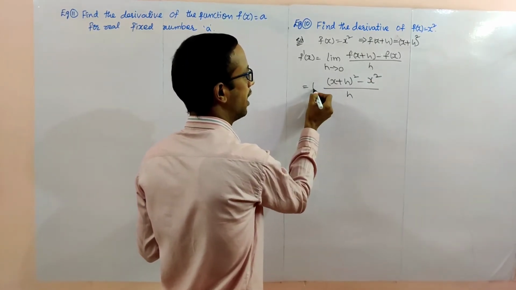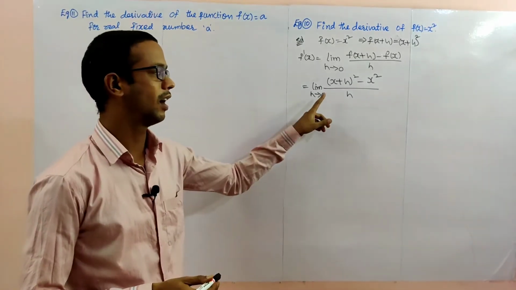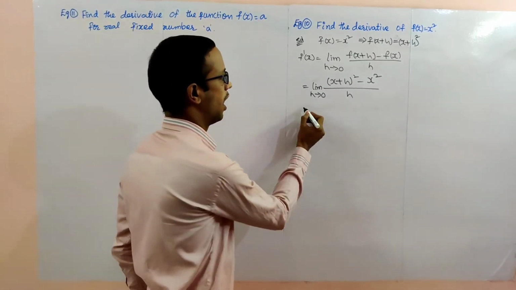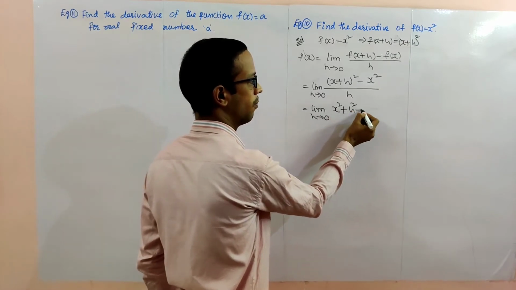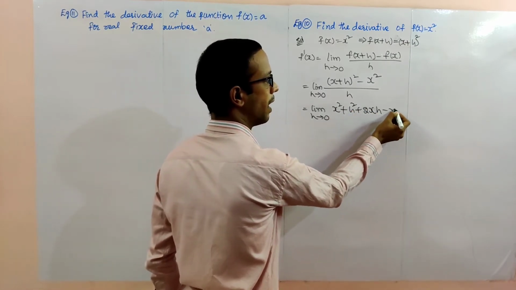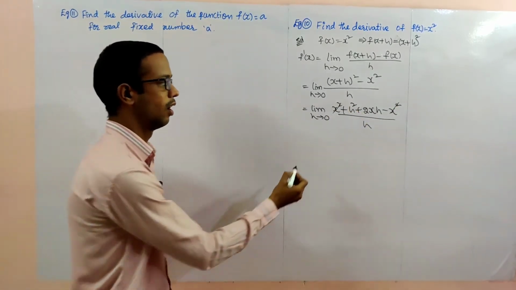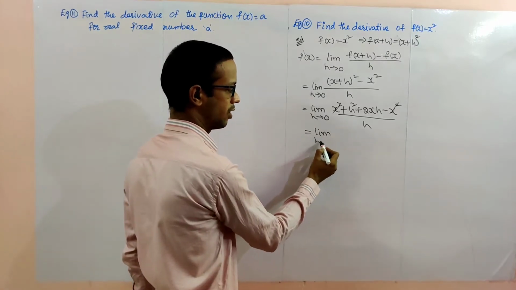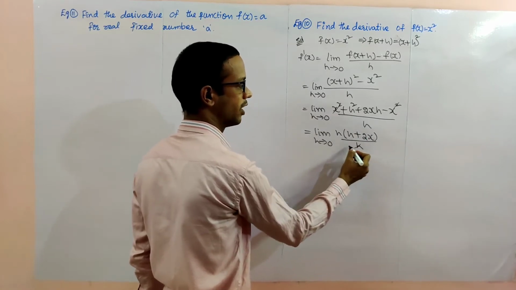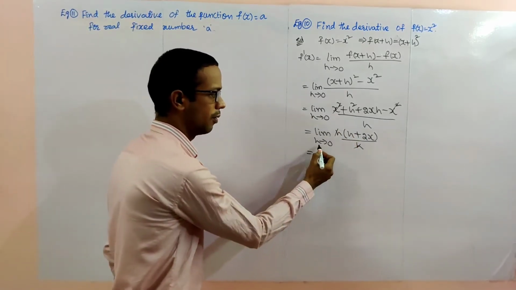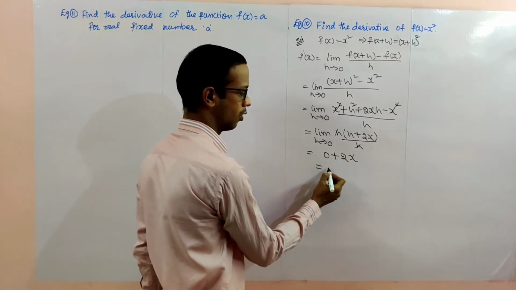Here the limit is also there, so write down the limit, h tends to 0. Here I'll use the a plus b whole square formula, a square plus b square plus 2ab. Limit h tends to 0, x square plus h square plus 2xh minus x square by h. Here x square minus x square gets cancelled. If you take h common, h plus 2x divided by h, h cancels. If you substitute h equal to 0, we get 2x. So the answer is 2x.